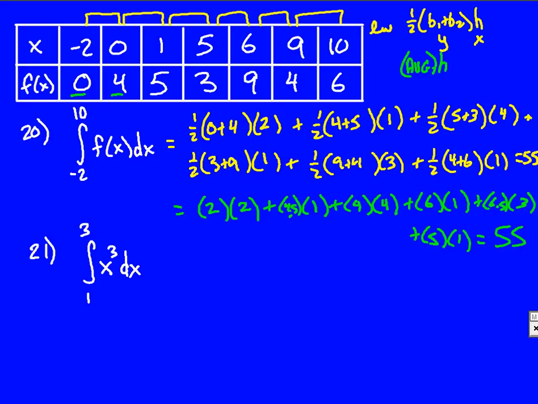Now for 21, you need to make your own table for this one. I like making mine sideways when I can. Doesn't matter if you go up, down, or left, right. You're going from 1 to 3, and they want 4 subintervals. So the width of the whole thing is 2, divided by your 4 subintervals means you're going to be counting by 1/2. So 1, 3/2, 2, 5/2, and 3.